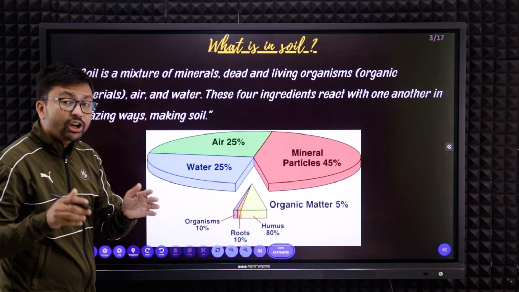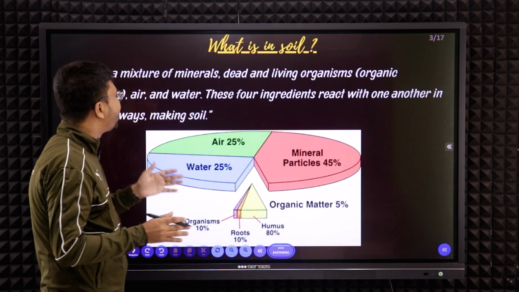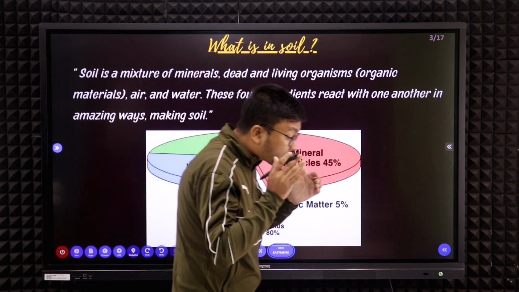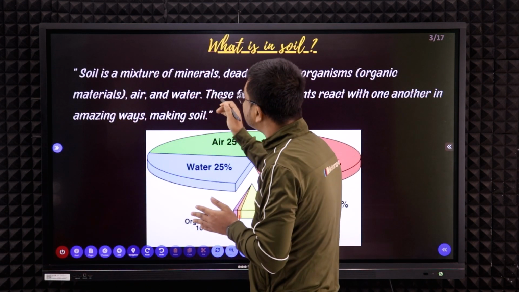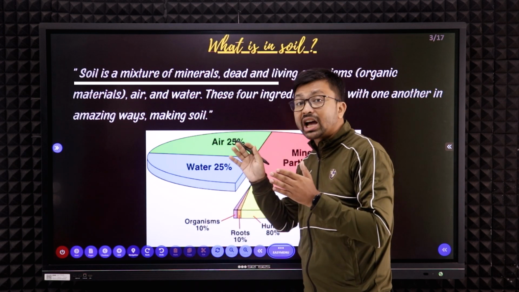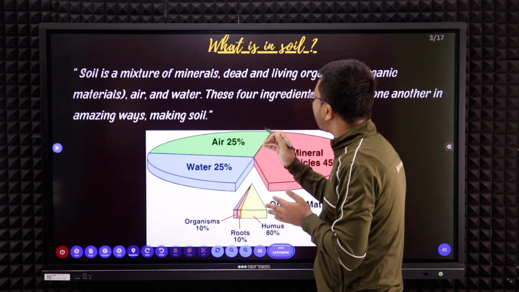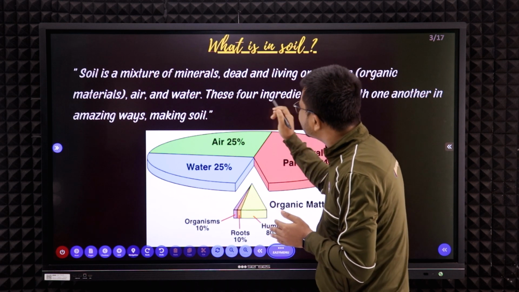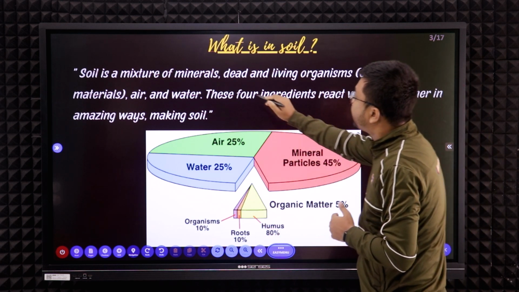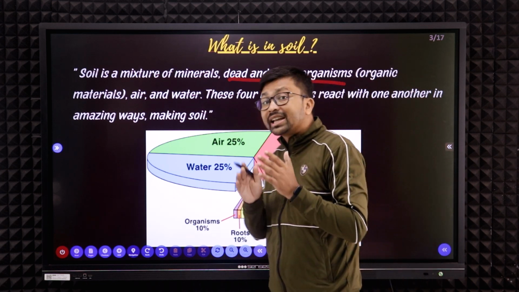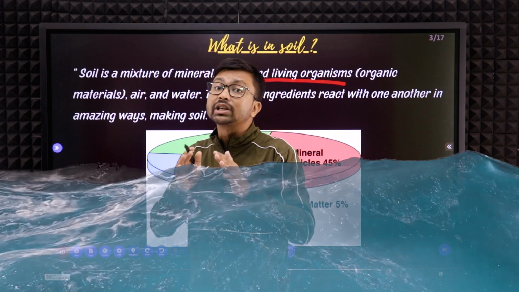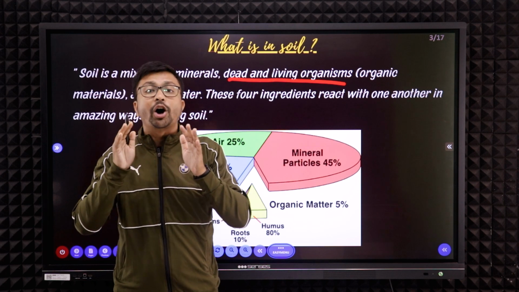Now here you can see the components of soil. In the definition itself you get to know what the components of the soil are. So soil is a mixture of minerals, right? Those are the inorganic materials. Along with that, organic materials, that is dead and living organisms, as well as air and water. Those are the 4 important elements of soil.